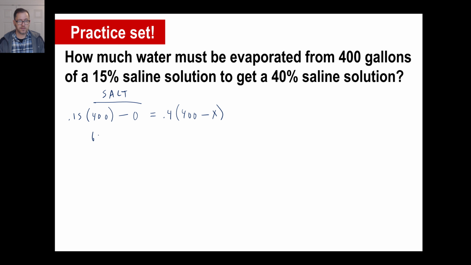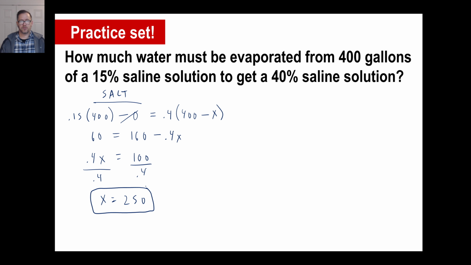0.15 times 400 is 60. I'm not going to bother with that anymore. Okay. 0.4 times 400 is 160. And this will be 0.4 times negative x, or negative 0.4x. I hate x's on the right, so I'm moving it over. So I've got 0.4 positive x. Now I'm moving the 60 over. Yoink, that's going to be 100. Okay. So I'm just going to divide by 0.4, and I'll divide this by 0.4, and x will give me 250.